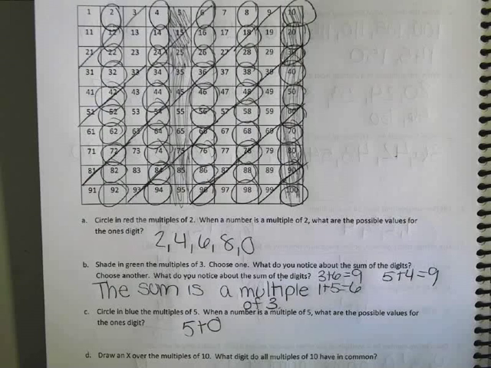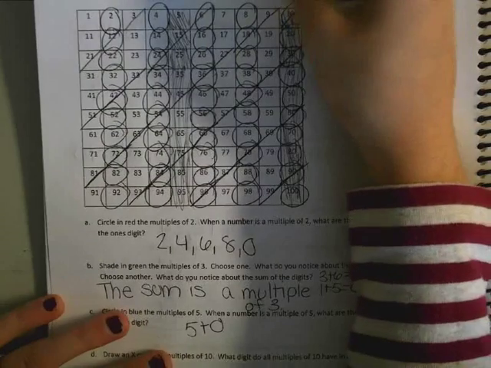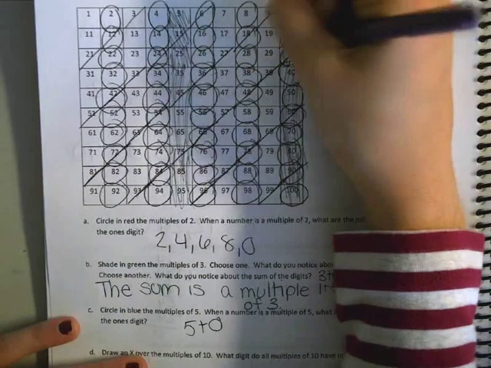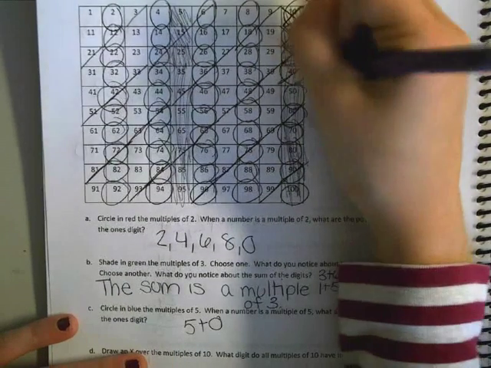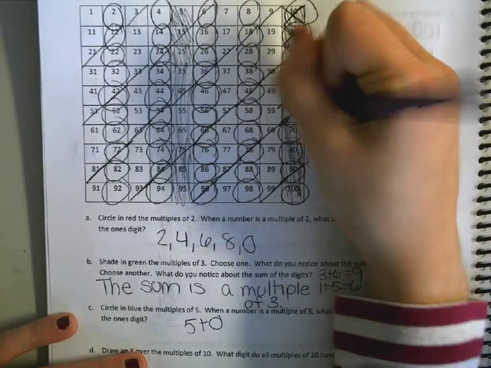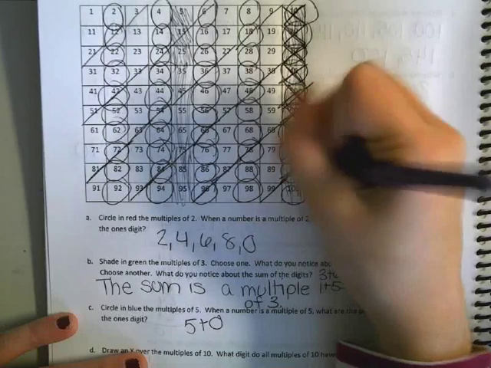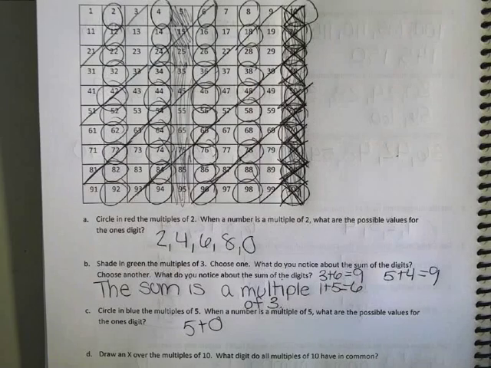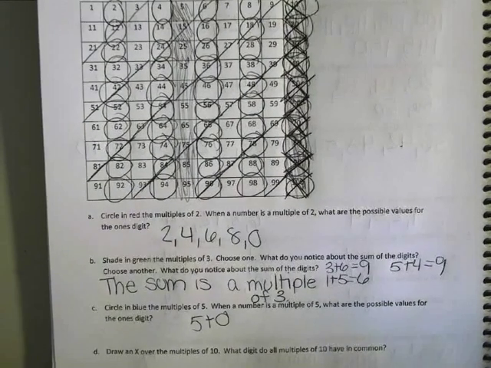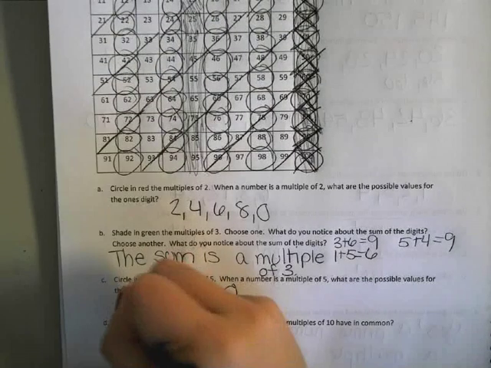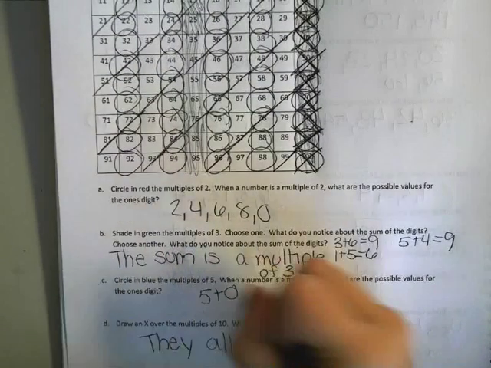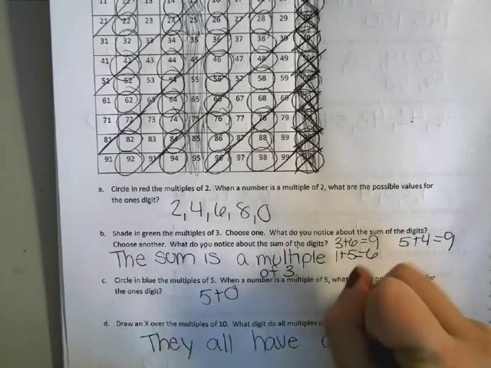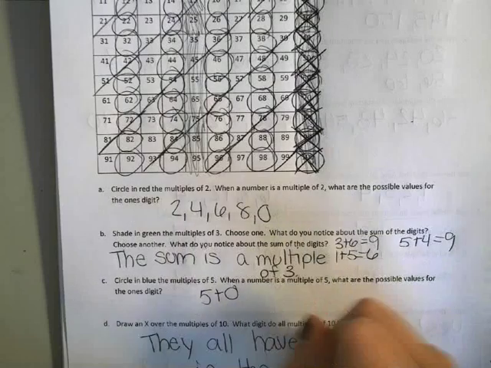All right, D. Draw an X over the multiples of 10. What digit do all multiples of 10 have in common? So an X over the multiples of 10. So the first one would be 10. And then, 20, 30, 40, you can just go ahead and X out all of those ones. 70, 80, 90. All right, so what do they all have in common? Zeros. They all have a 0 in what place? The ones. Yep. So they all have a 0 in the ones place.